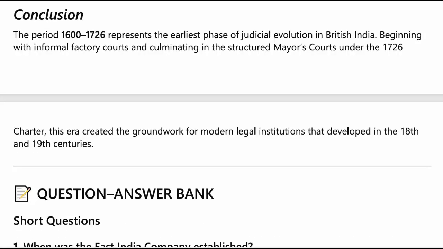So, this period of 1600 to 1726 represented the earliest phase of judicial evolution in British India. So, initially, the company set up factories, then courts, and thereafter it structured into mayor's court under the Charter of 1726.